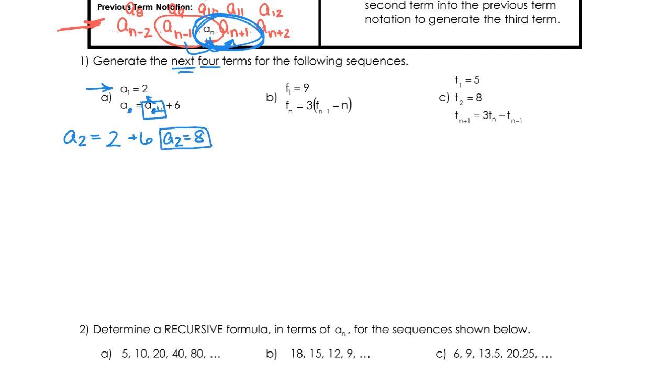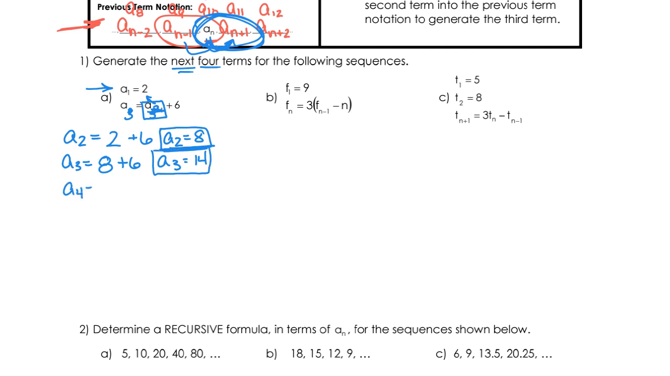Okay, so I'll show you one more time, a sub 3. If that subscript becomes a 3 now, 3 would go there, and 3 minus 1 would now be a subscript of 2. And a sub 2 is what we found here, which is 8. And so 8 goes in, plus 6. And so our third term comes out to be 14. Okay, so you see what happens?